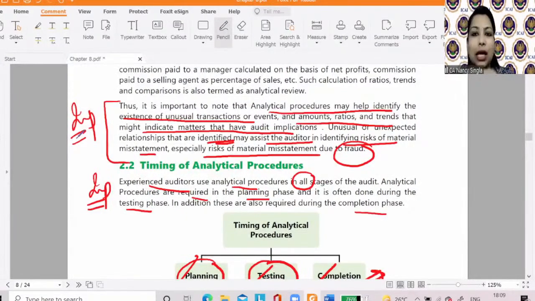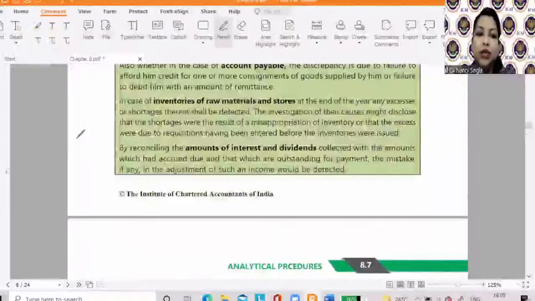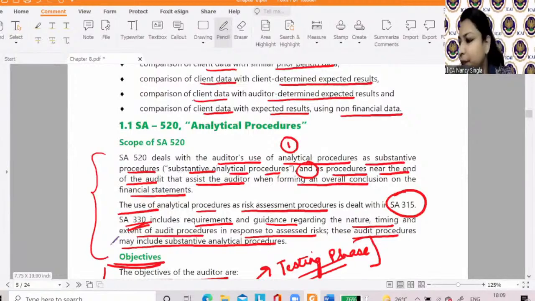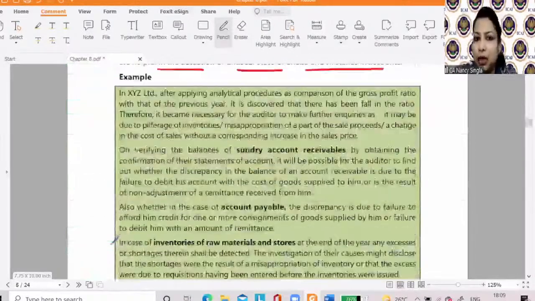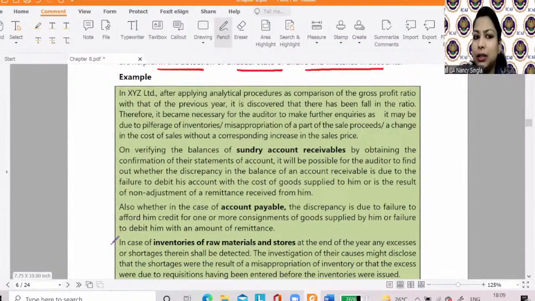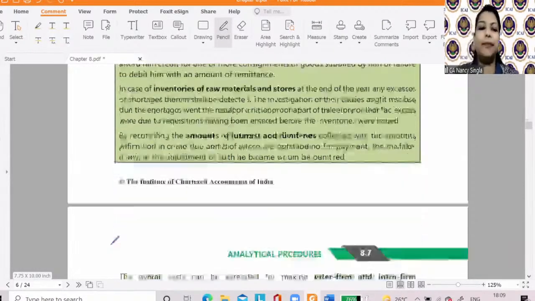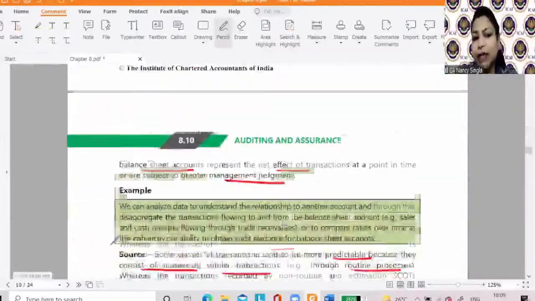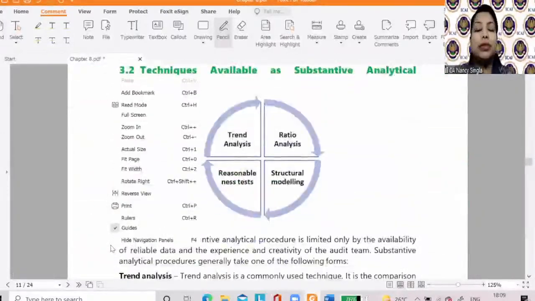Charu is asking about scope of analytical procedures. So Charu, you will have to write the answer the way it is given here. And with respect to timing of analytical procedure, if you get a question with respect to planning phase, testing phase, completion phase, whatever has been written in your module, you have to write that. Now, we are again and again discussing that auditor will perform analytical procedures. Before applying the analytical procedures, auditor will consider various factors.